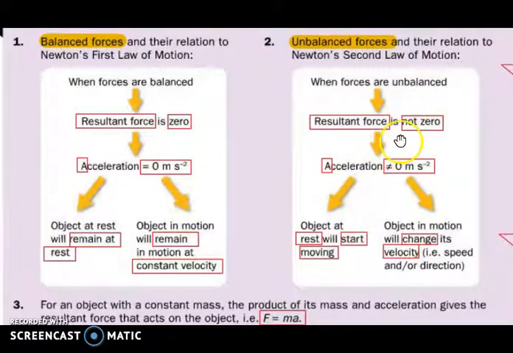Second law, Newton's second law will be the opposite. When resultant force is not zero, that means there is an acceleration. You can either accelerate or decelerate, and it means that it will either start moving or velocity will change or it will stop moving. So in Newton's second law, actually both of these laws are governed by this formula: F equals mass times acceleration, where F is not just force, but is your resultant force.